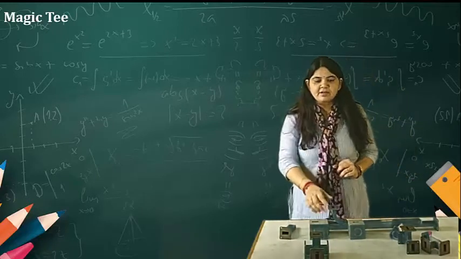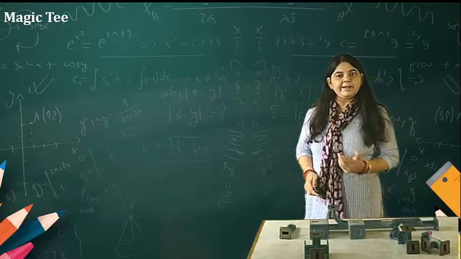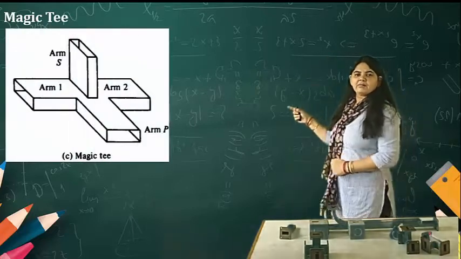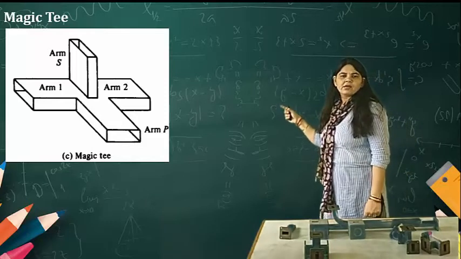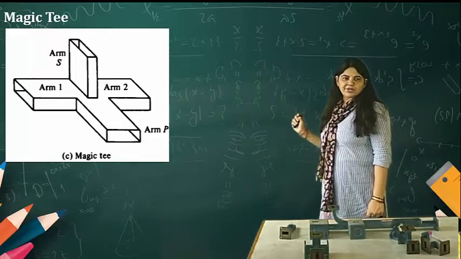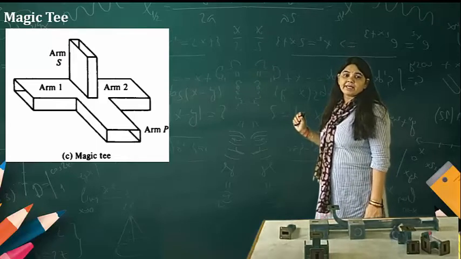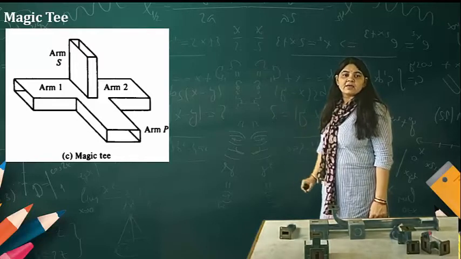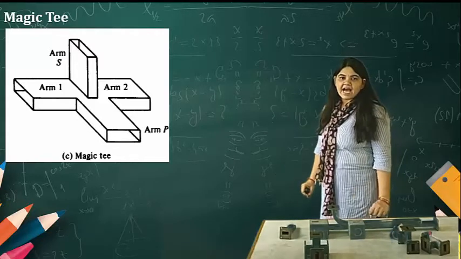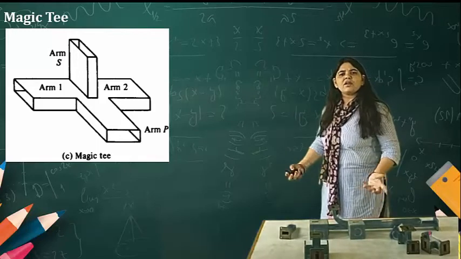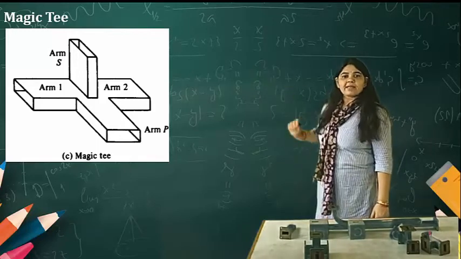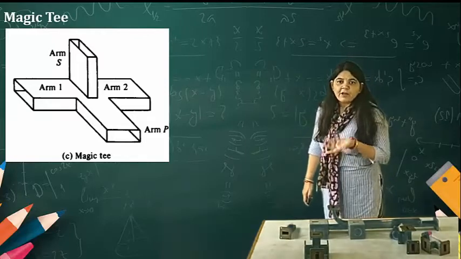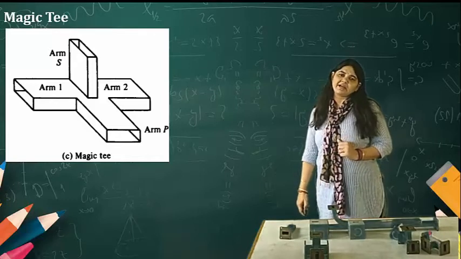Now, as you know, we have studied the E plane T and H plane T in detail. From the diagram, you can see carefully arm number 1 and arm number 2. They are the collinear arms. And arm number P and arm number S are known as the side arms. Arm number P is your E arm, and arm number S is your H arm, parallel to the electric field and the magnetic field respectively.